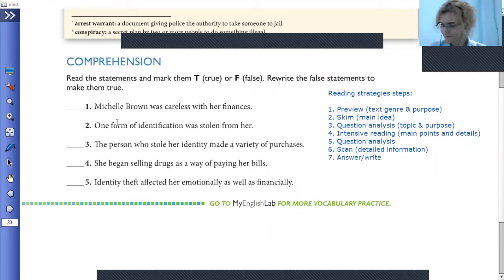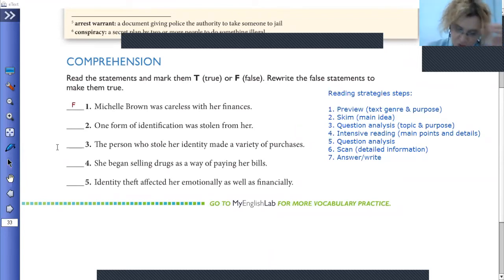Jocelyn, good morning. Okay, no Jocelyn. Hello, Miss. Oh, hi. Good morning. Can you do number 1? Number 1, Michelle Brown was careless with her finances. It's false. Which is that false or true? It's false. Yeah, false, not correct. Awesome, thank you. Let me do a different color. Okay.